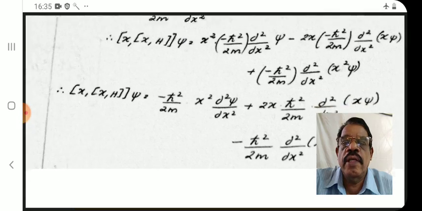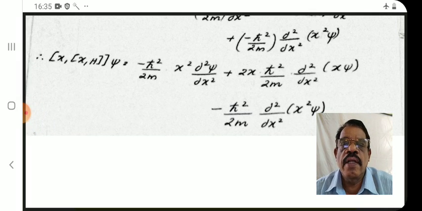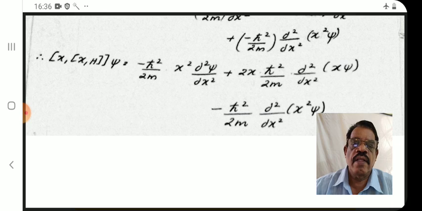Here you look at the second term of the RHS, we use the product formula. We differentiate it once. Apply the product formula. Differentiate once. That is ∂/∂x of ∂/∂x of x psi. We write the product formula: first function into derivative of second plus second function into derivative of first. That we are doing.